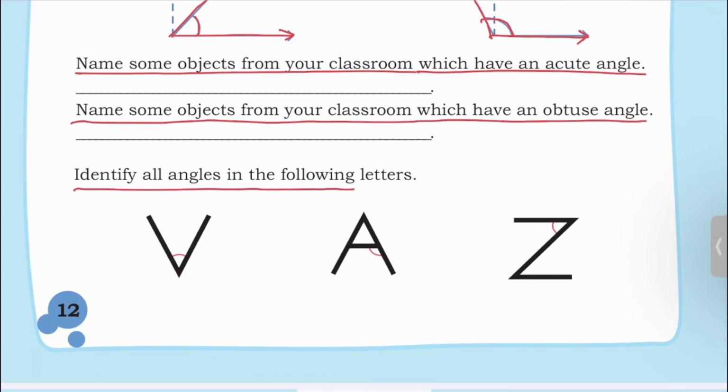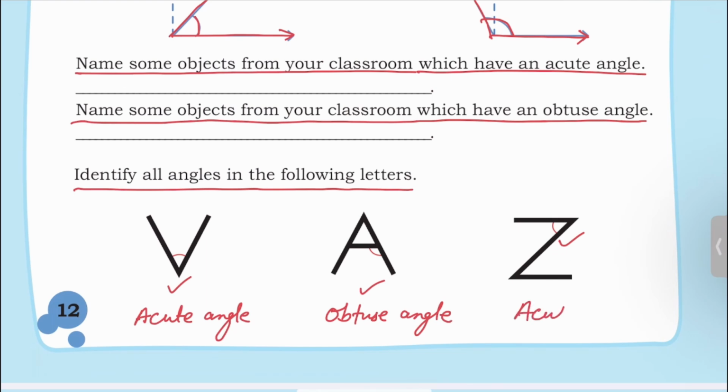Identify all angles in the following letters. You can see acute angle here, obtuse angle here, and acute angle again here. You can write acute angle here, obtuse angle here, and acute angle.